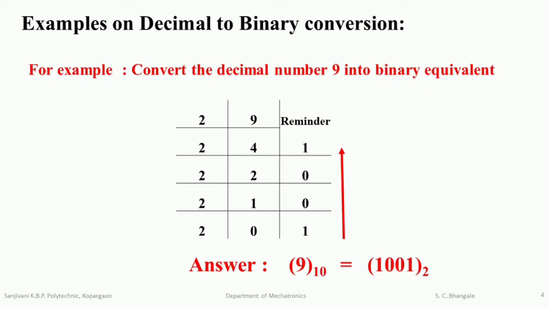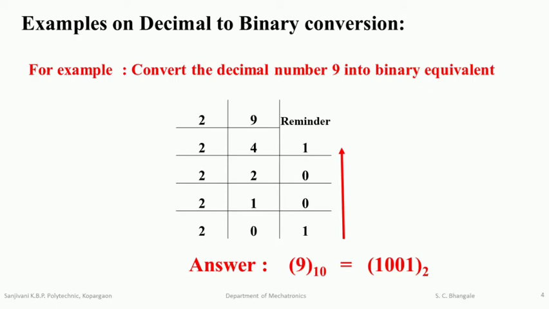In the next step, if we divide 4 by 2, 2 twos are 4. So the quotient is 2, remainder is 0. In the next step, if we divide 2 by 2, the quotient is 1, the remainder is 0. And this step is very important, as this 1 is less than 2. So 1 is not divisible by 2. So we write 0 here, and this 1 is transferred as it is in the remainder.